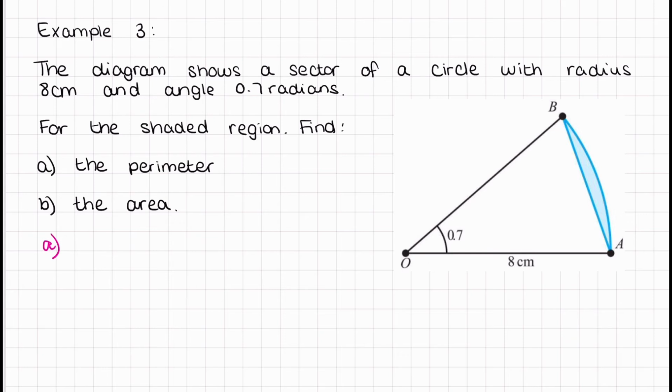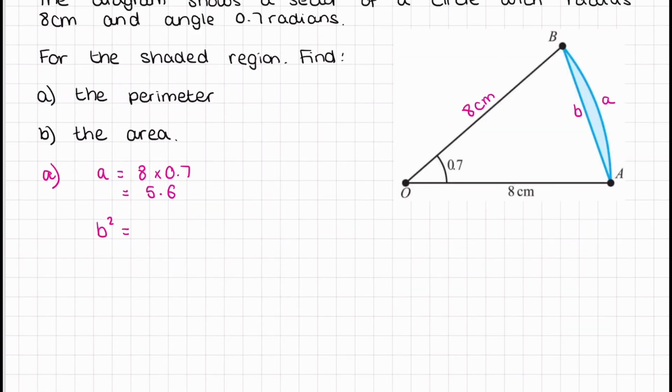So the arc length, let's call that A. So A will equal r times theta, which is the radius, 8, times 0.7. So the arc length is 5.6. Now, if this 8 is the radius, it actually also means that this length here from O to B is also 8 centimeters. And now we have two sides and the included angle, which means we can use the cosine rule to find, we'll call that b, that side of the triangle there.